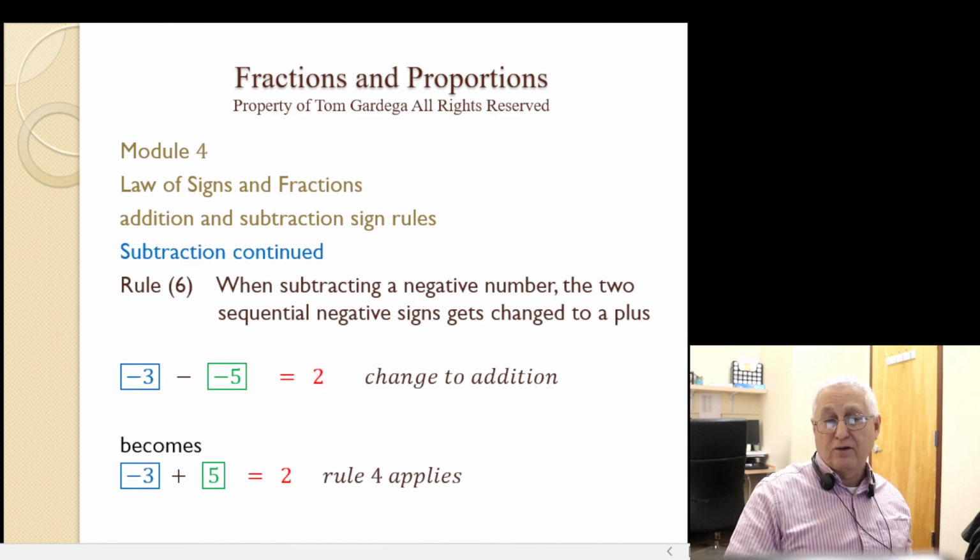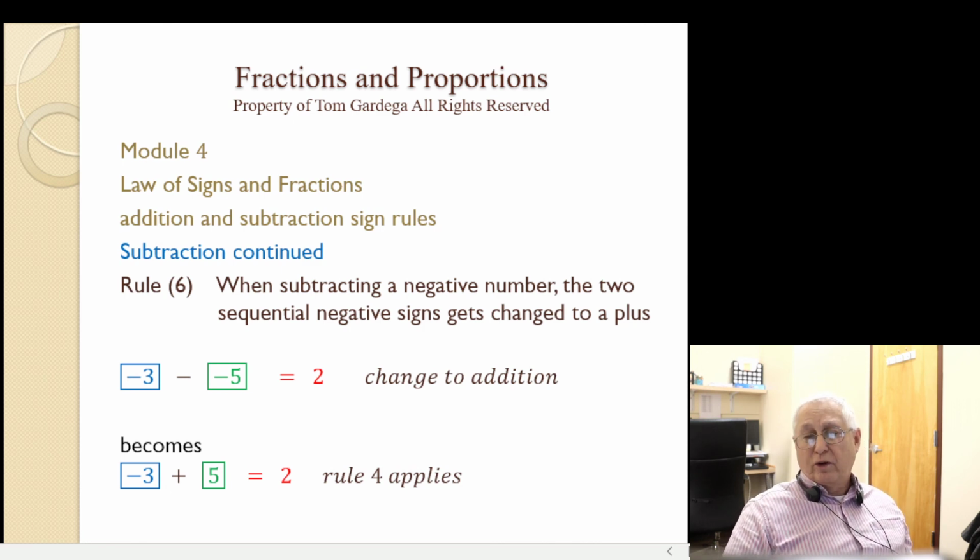Rule 3 applies. When subtracting a negative number, the two sequential negative signs get changed. Minus 3 minus 5. We have minus, we're going to change it to an addition. Minus 3, these two negative signs get changed to a plus. Minus 3 plus 5. We're going to subtract the smaller from the larger, which is 2, and we're going to keep the sign of the larger, which is positive.